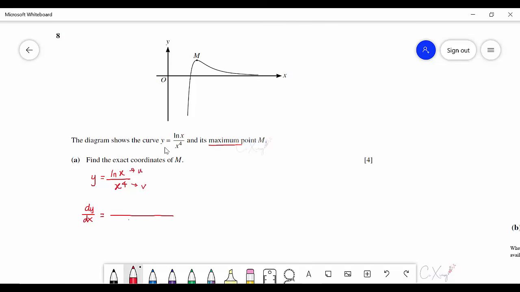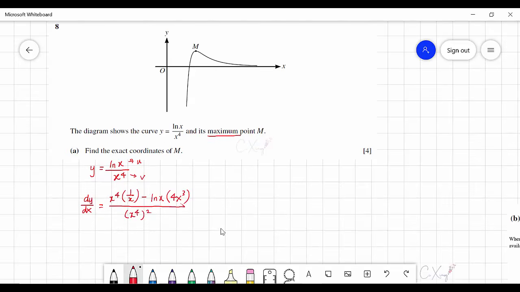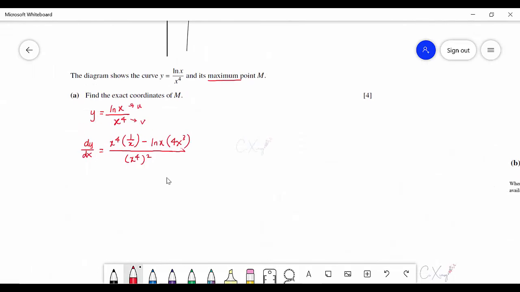The formula will be over v squared. So v squared will be x power 4 squared. Copy the v, differentiate the u, which is 1 over x, then minus, copy the u, and differentiate the v, which is 4x power 3. So you have to do a simple revision on the quotient rule, right? To find the maximum point m, you need to let dy dx equal 0.